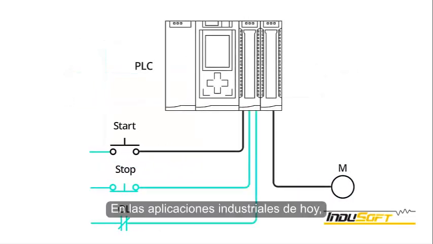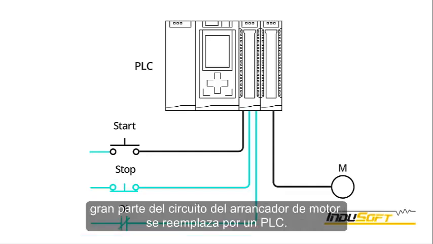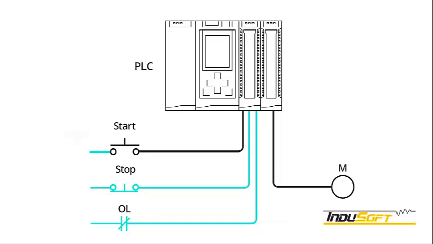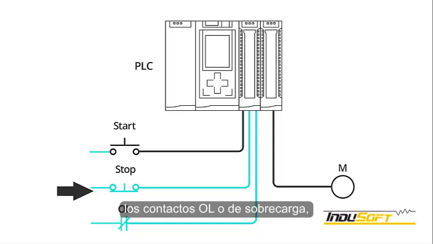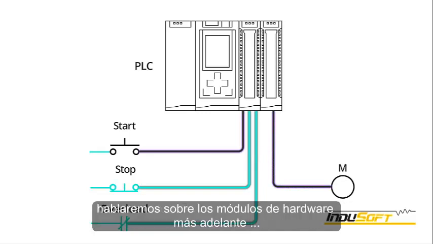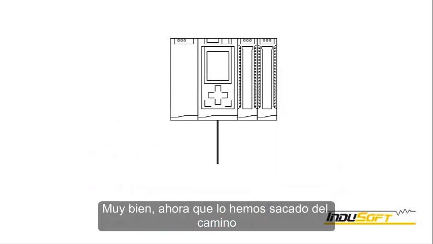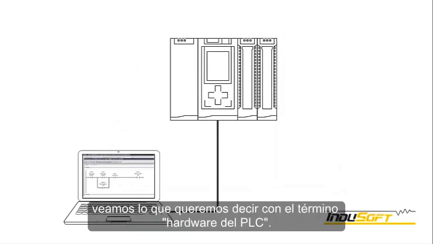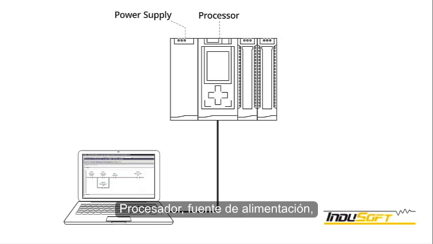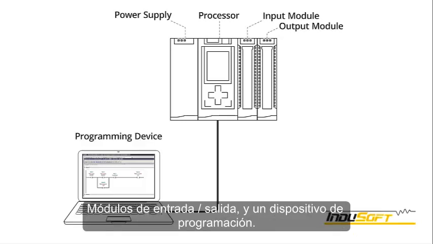In industrial applications today, much of the motor starter circuitry is replaced by a PLC. Interestingly, many of the original physical devices are connected to the PLC. The start and stop switches, the OL or overload contacts, and M relay are hardwired to hardware modules that are part of the PLC. More on the hardware modules later. Alright, now that we've got that out of the way, let's look at what we mean by the term PLC hardware. The hardware components of a PLC include the following: processor, power supply, input-output modules, and a programming device.